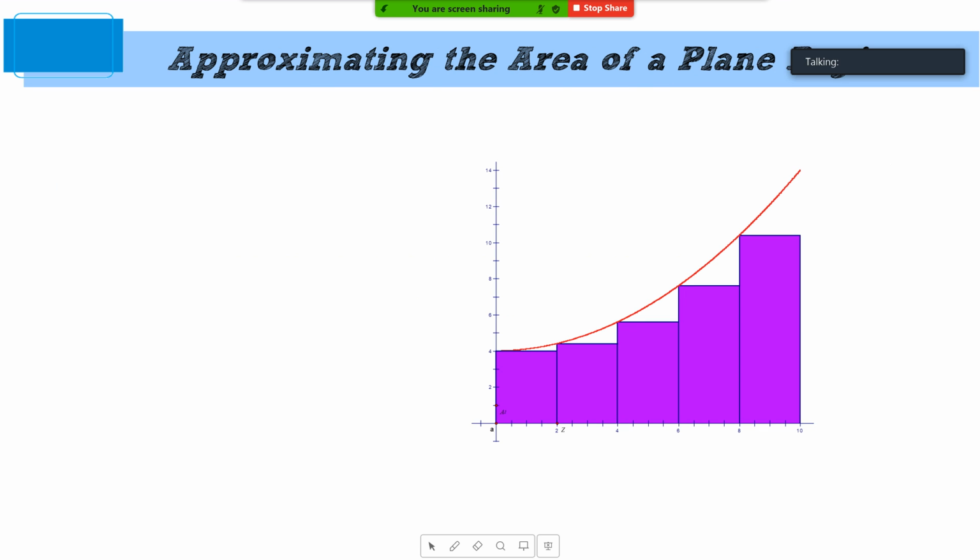Okay? So here's my setup. I've got some curve in red. And that curve is going from 0 out to 10. My starting point will commonly be called A. My ending point will commonly be called B. In this case, A is 0, B is 10.